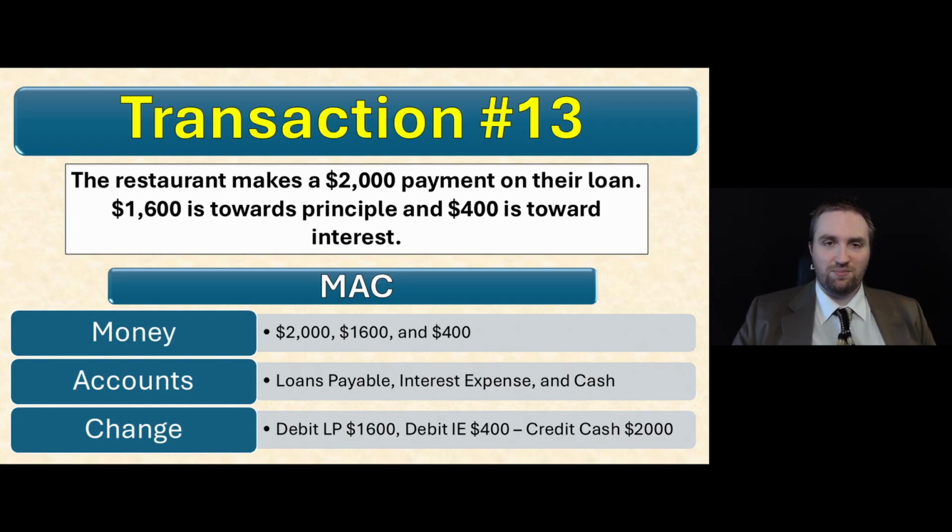This is an example of a split transaction, meaning one cash transaction affects multiple accounts at the same time. In this case, the cash was used to pay down a loan and its accompanying interest.